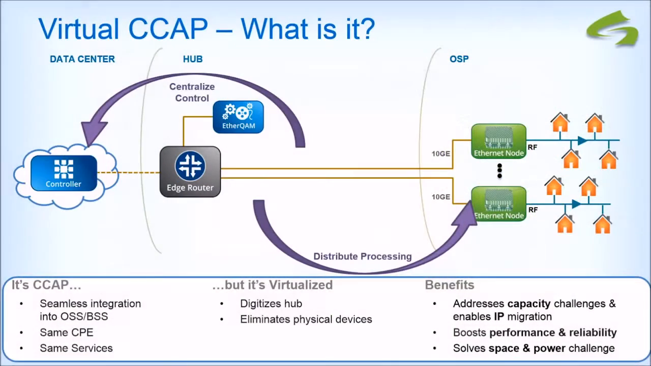Now, the benefits of this are enormous. It addresses your capacity challenges and enables your IP migration. It boosts network performance, it improves reliability, and it radically cuts total cost of ownership, both capital and operating expenses, including power, space, and cooling.